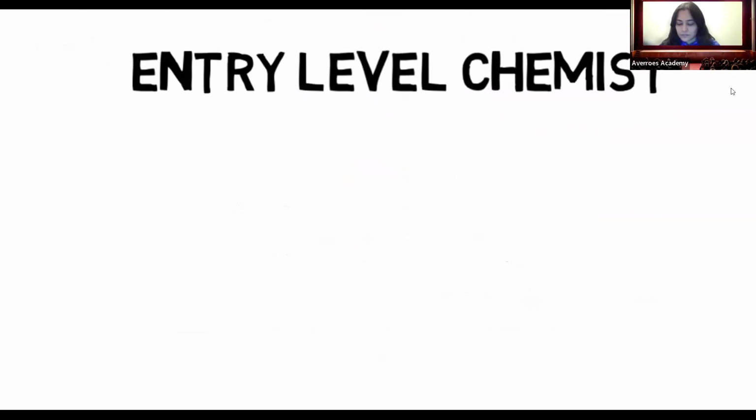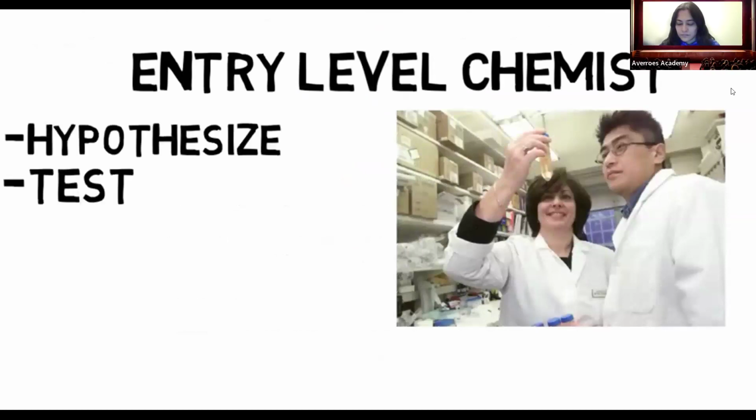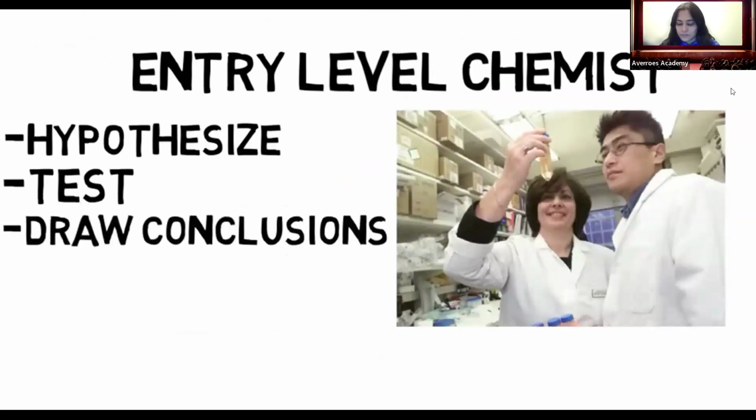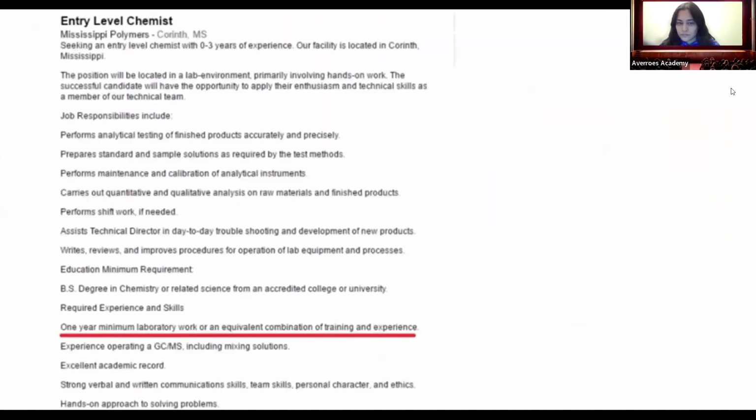Entry-level chemistry jobs will often consist of working individually and as a team member to hypothesize, test, and draw conclusions. They may collaborate with people who specialize in other science-related fields, and especially in today's world, utilize the computing power available to help where applicable. For example, here's a job posting from Indeed.com for an entry-level chemistry position.